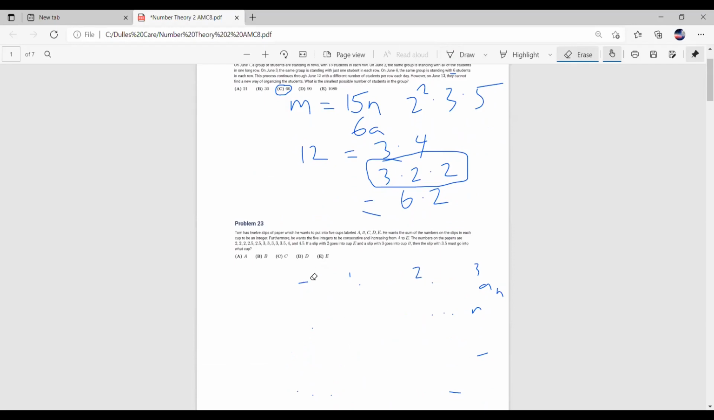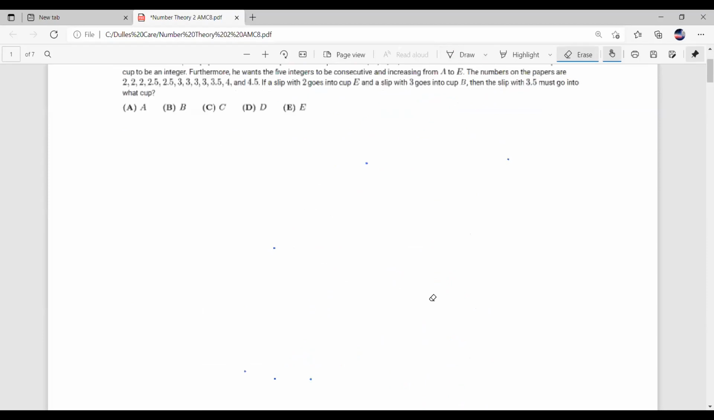All right. So that was the first problem for the day. That was a warm-up on factoring. So now let's look at problem 23.